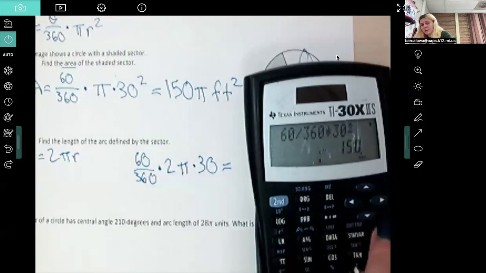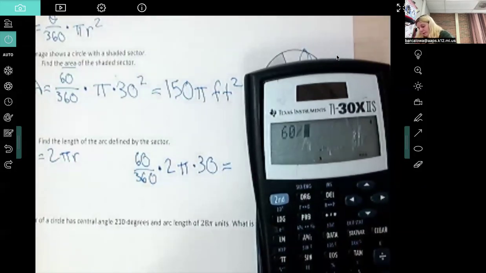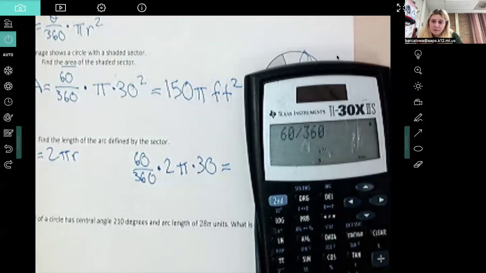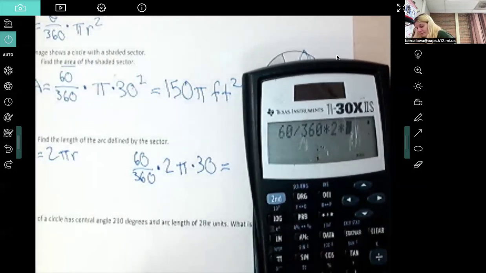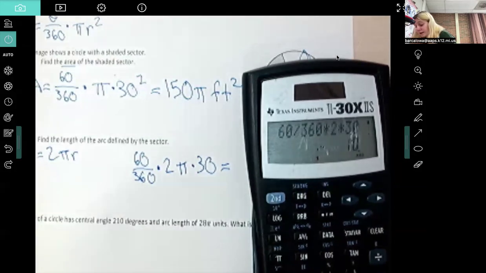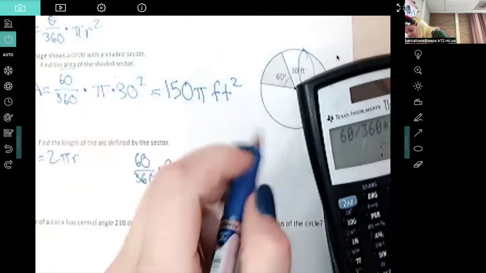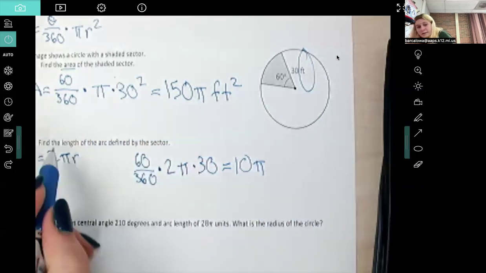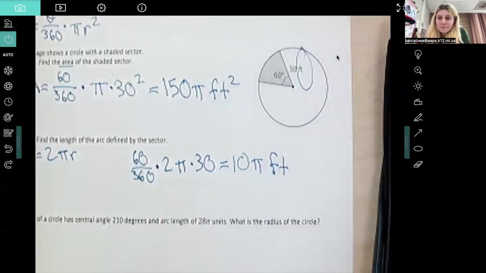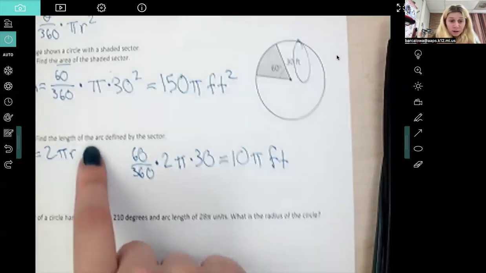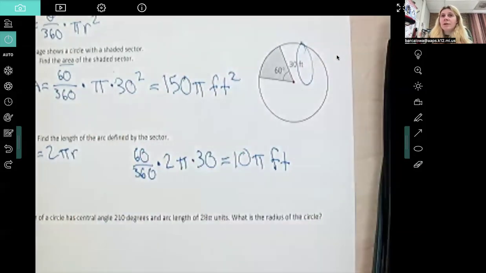Again, typing in just the numbers, 60 divided by 360. Pi is a number. You guys know what I mean. 10 pi. And length is just feet. You could tell because r is not squared, so it's just feet. Also think about a ruler. Y'all ever looked at a ruler before? It's in inches, not inches squared.